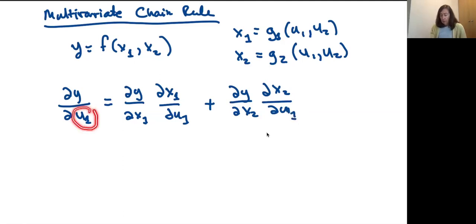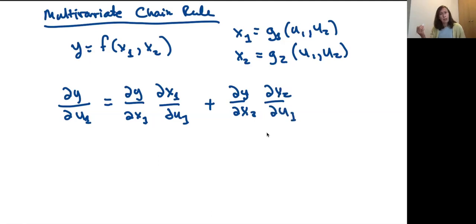So what I'm looking for is the effect of a low-level variable on the high-level variable. I have to account for all the paths through which u1 can affect y. So there's this path that goes through x1 and this path that goes through x2. Let me rewrite that: the partial of x2 with respect to u1.